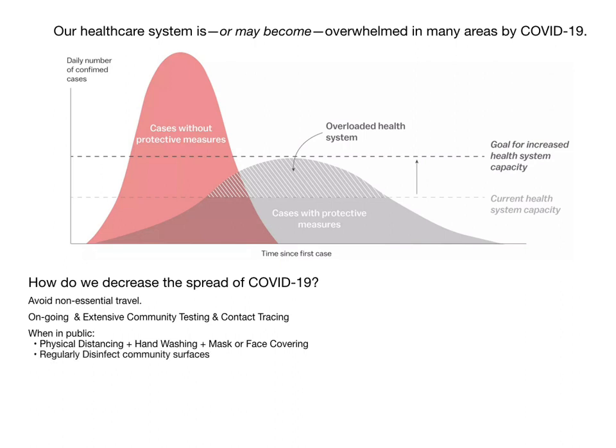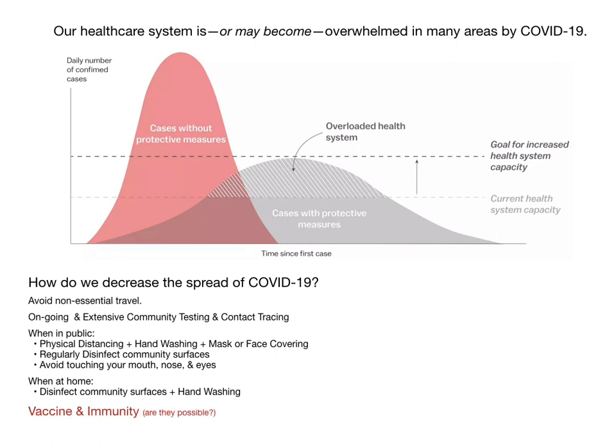We need to continue to regularly disinfect community surfaces to interrupt the contact transmission. And we need to not touch our mouth, nose, or eyes when we haven't washed our hands. It's okay to touch our face with clean hands, not okay if they aren't clean. So when we're at home, we are still disinfecting community surfaces, and we are still maintaining our personal hygiene and hand washing, just in case something gets inside our homes.